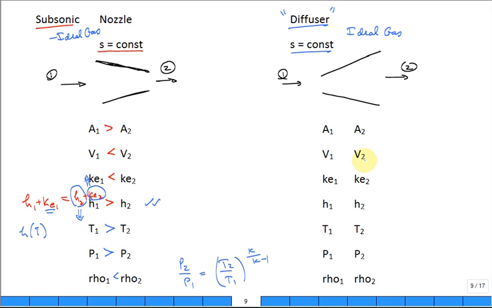Now, when they say a diffuser, what do you expect it to do? It's the nozzle, a lot of people think about it as this. It speeds the flow up. True? Speeds the flow up. What does a diffuser do? Slows the flow down. True? All of this is for a subsonic case.